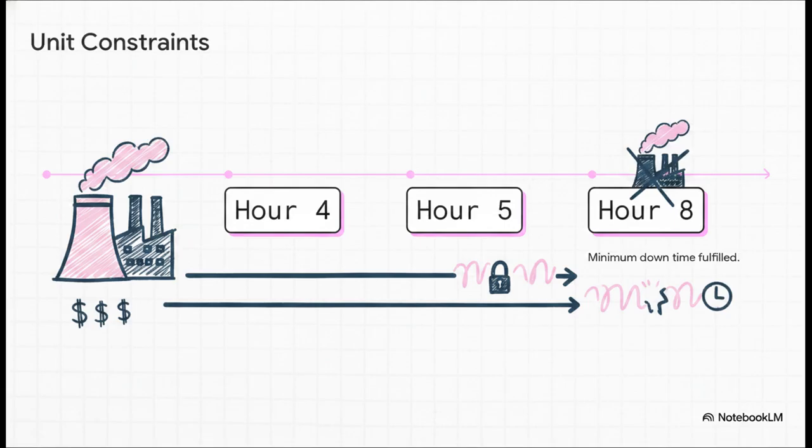If it starts up, it usually has a minimum uptime. Let's say it has to stay on until hour 4. Then, if you shut it down at hour 5, you're hit with shutdown costs, and it might be forced to stay off for a minimum downtime until hour 8. These physical realities chain our hours together and severely limit what's physically possible later in the day.